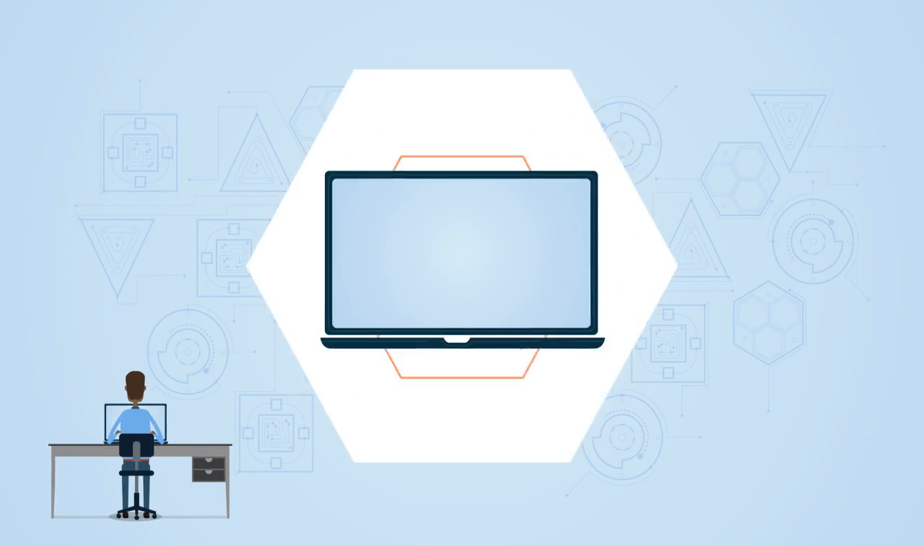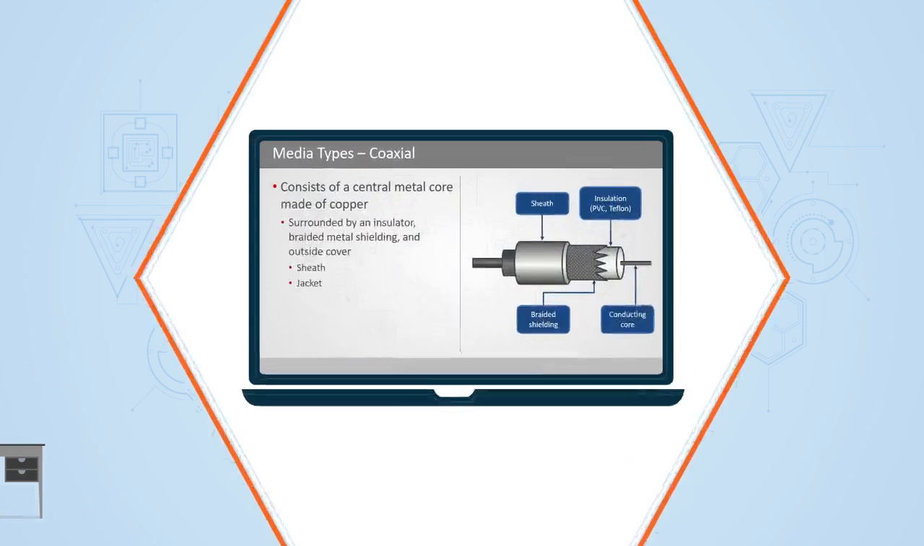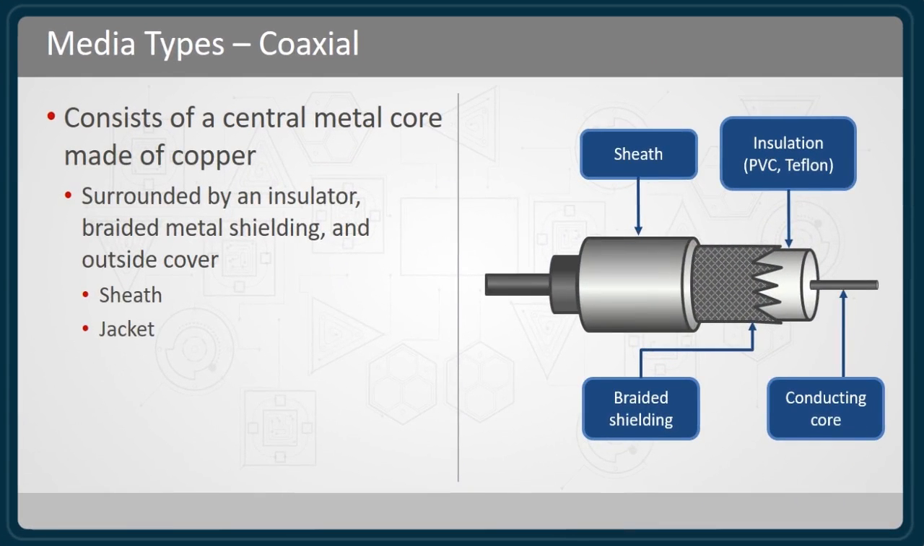Now, in this presentation, we'll take a look at some of the physical media types or cables used in network implementations. Beginning with coaxial, this consists of a central metal core made of copper that is then surrounded by an insulator and a braided metal shielding to help reduce electromagnetic interference, and then an outside cover known as a sheath or a jacket.